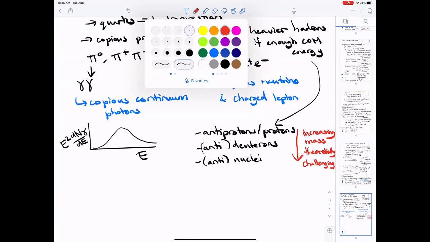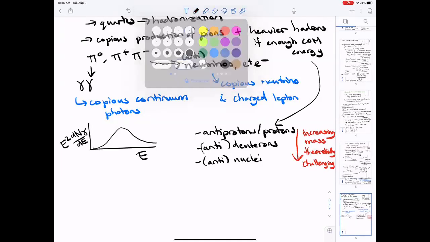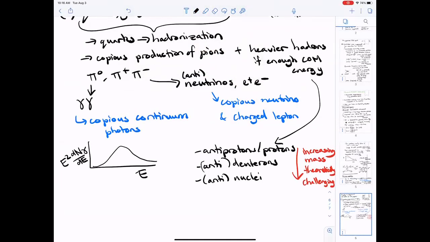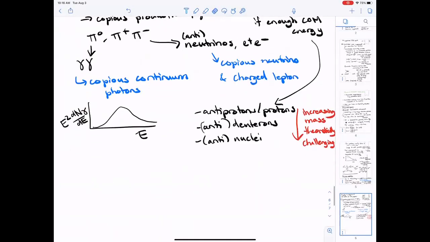Okay, so that's basically category one. In category one, you make all types of particles, you don't have a lot of sharp features, but you can search for these in a wide range of ways. Okay, so what's category two? Category two is the leptons.